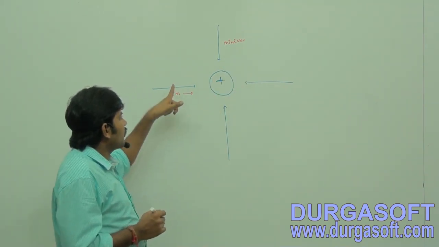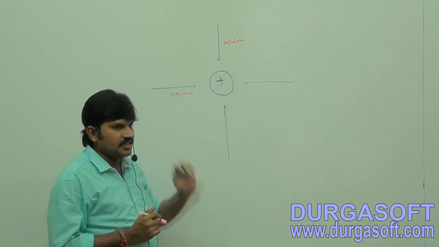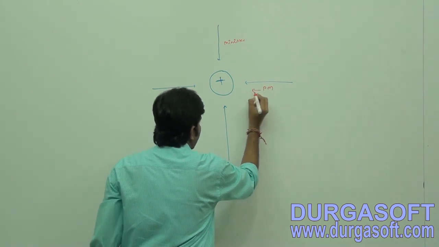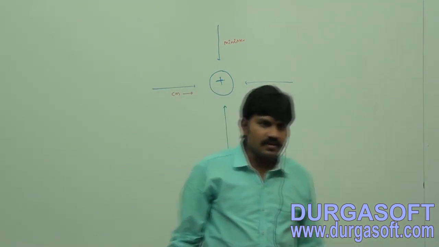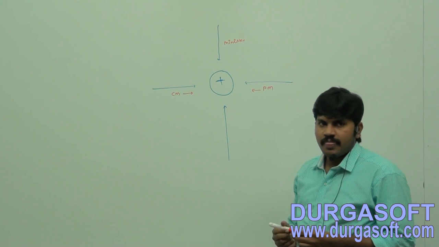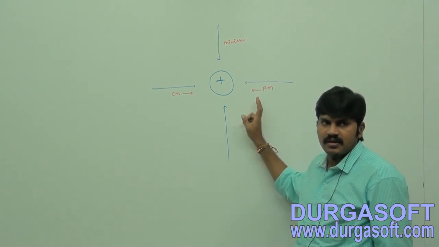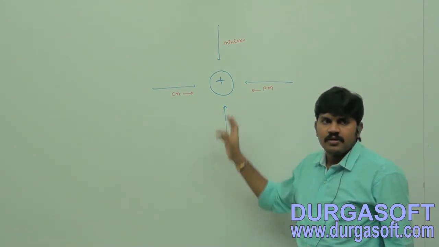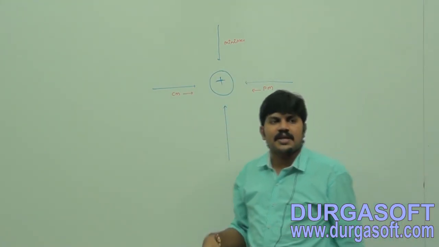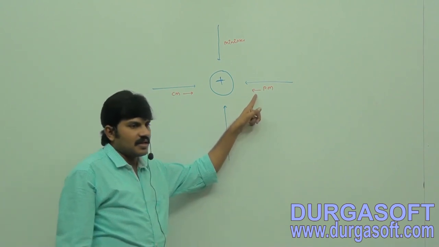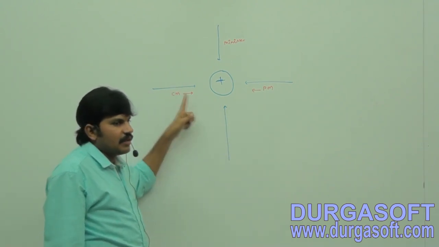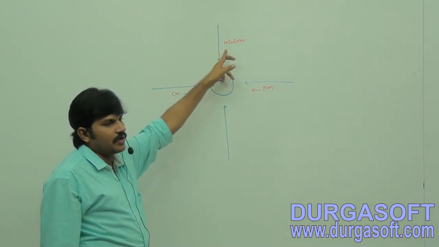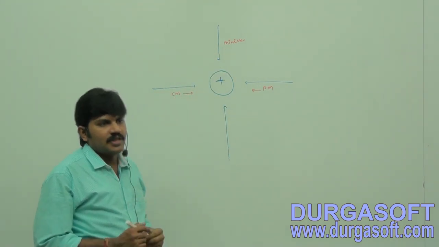Now, one way CM is coming, another way minister is coming, the other way PM is coming. Then, who is going to get the chance first? PM is going to get the chance first, and then CM, and then minister. Because who is having a high priority? PM having a high priority than CM. CM having a high priority than minister. So first PM, and then CM, and then minister, and then normal people will get.